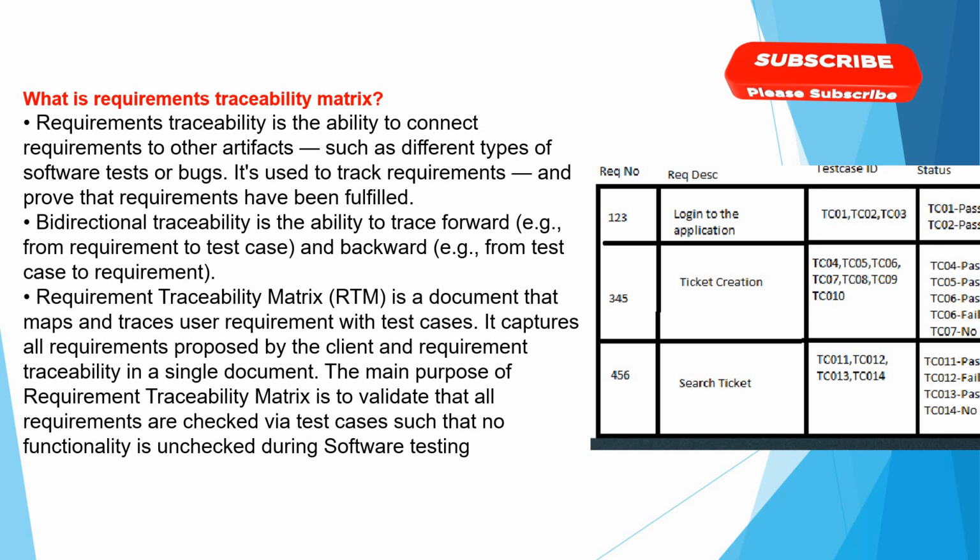Okay, the main purpose of the requirement traceability metric is to validate that all requirements are checked via test cases, so that no new functionalities go unchecked during software testing. That's how we make sure none of the functionalities are left uncovered or undeveloped. In the TDD process, we write the test cases, and the developer also sees that those test cases have to pass before they put it into any higher environment. So they will also be developing the code to pass those test cases.